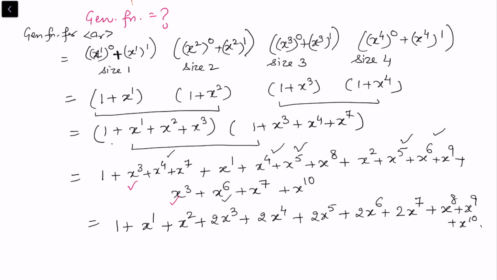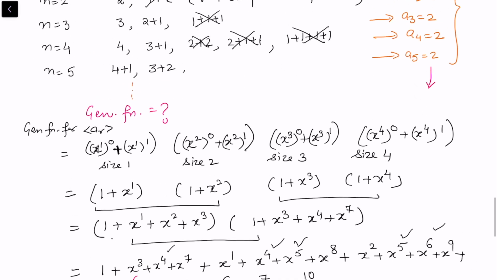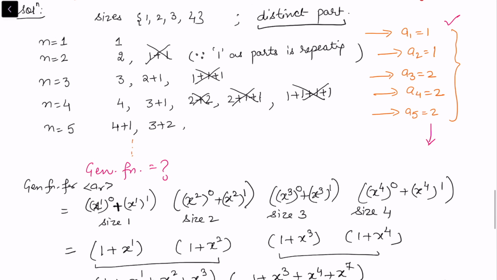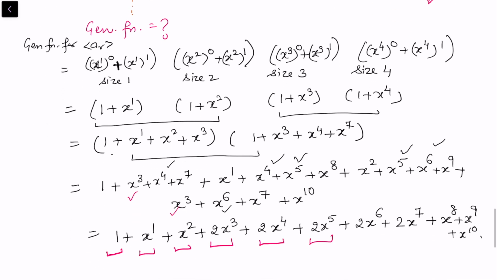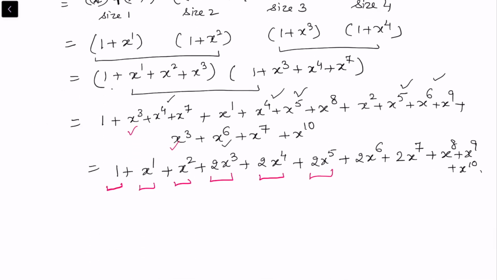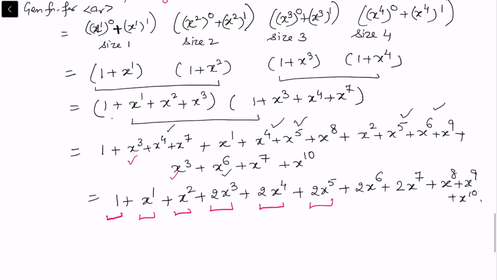Now if I look carefully here, the coefficient of x cube is 2, coefficient of x4 is 2, x5 is 2, x square is 1, x raised to power 1 is 1, and this is the coefficient of x raised to power 0. Partition of 0 is 1. This is same as what we have already identified. So this is the generating function for the partition of r into distinct parts of sizes 1, 2, 3 or 4. We actually do not need to expand.